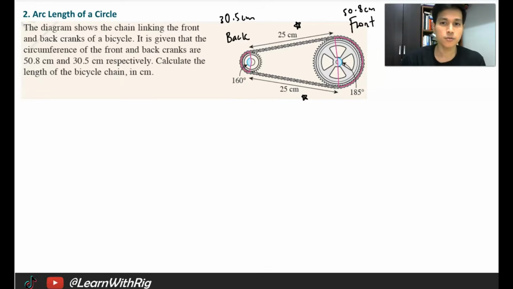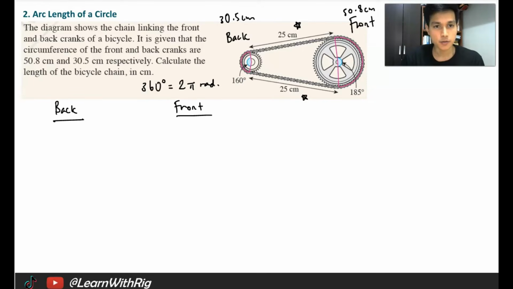So how do you solve that? You know that the total angle for the circumference is 360, which is what? 2 pi radian, correct? So we're going to use this. So S equals to, let's take the front first. This is the front. Maybe I use the back. Okay, follow in order. So the back crank, and also the front.